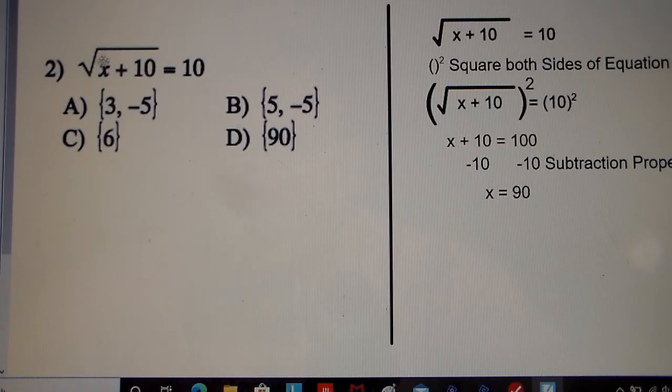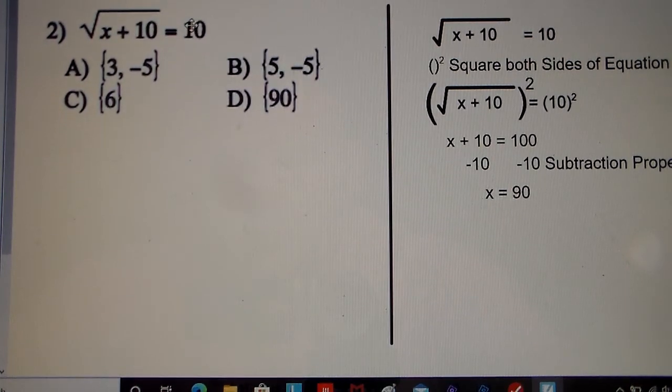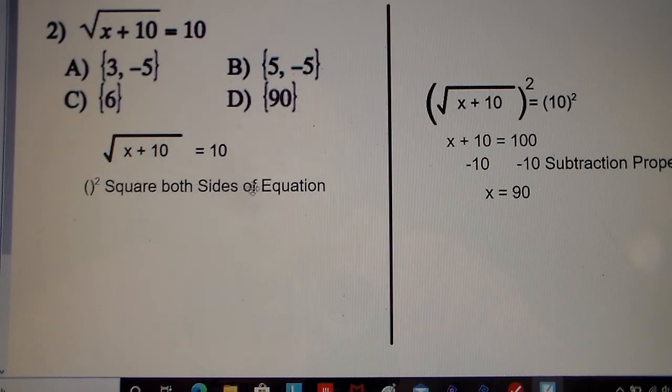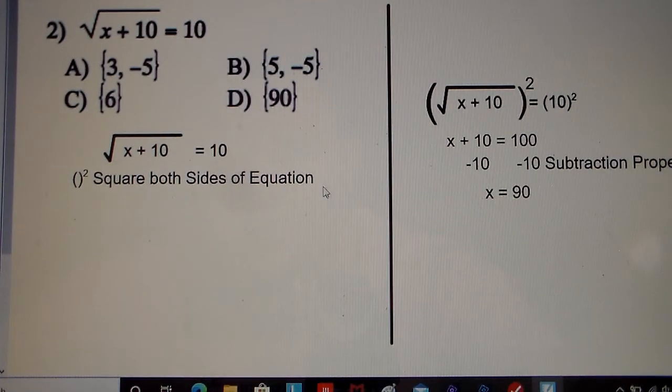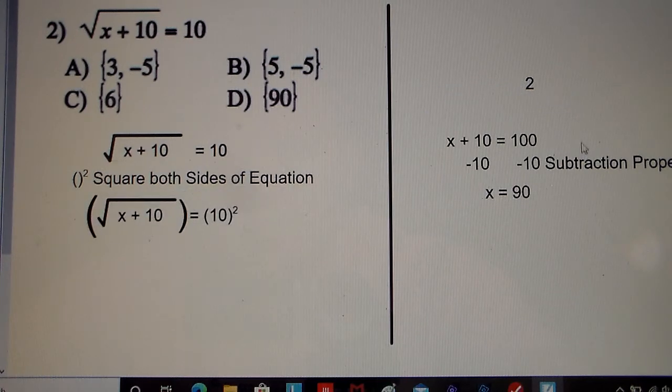Problem number 2. We have the square root of x plus 10 equals 10. The first thing, well, we already have the square root all by itself on one side of the equal sign. So we're going to square both sides of the equation first. So we get the square root of x plus 10 squared is equal to 10 squared.